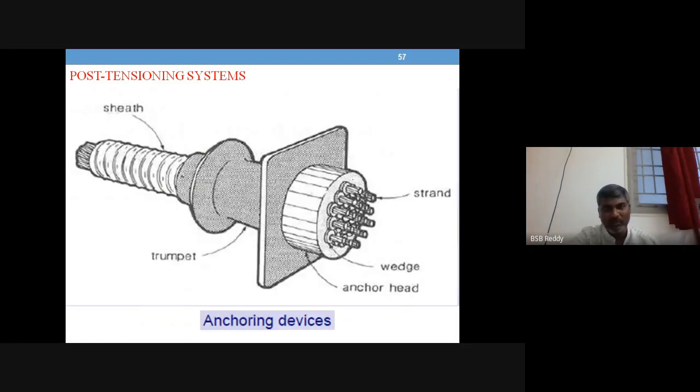And a full-fledged picture of that Freyssinet system. This is a strand which is cut here, and the wedge that is shown like a conical plug is the anchor head, the anchorage device head. The trumpet, something like a sheathing cover. This is plastic sheathing which is holding these strands. So this is the full-fledged diagram of the anchoring device.